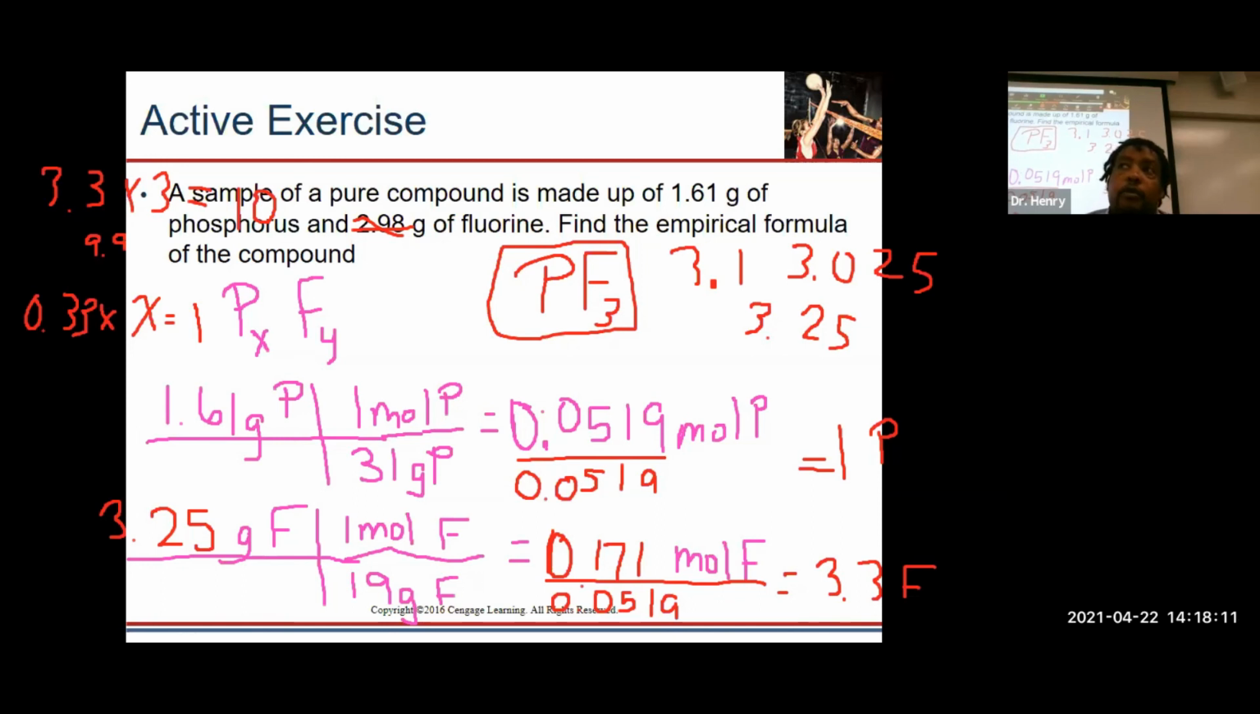So if I have to multiply this guy by that number, I have to do the same thing to the other. What I do to this one, I have to do to this one. In other words, I have to multiply this guy by 3, and I have to multiply this guy by 3. So if I multiply this guy by 3, then I get 10, right? So in this case, my chemical formula would be P3F10. Does that make sense? Yeah.